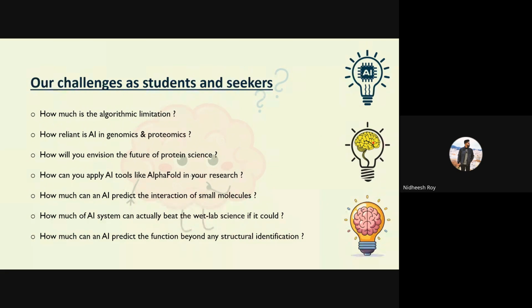AI has become a core tool in genomics and proteomics. In genomics, it helps in variant calling, genomic annotation, and GWAS prioritization. In proteomics, AI predicts protein structures, post-translational modifications, interaction networks, and dynamics. However, it's important to remember AI cannot replace wet lab validation. A predicted phosphorylation site, for example, still needs experimental confirmation to know if it is biologically meaningful.